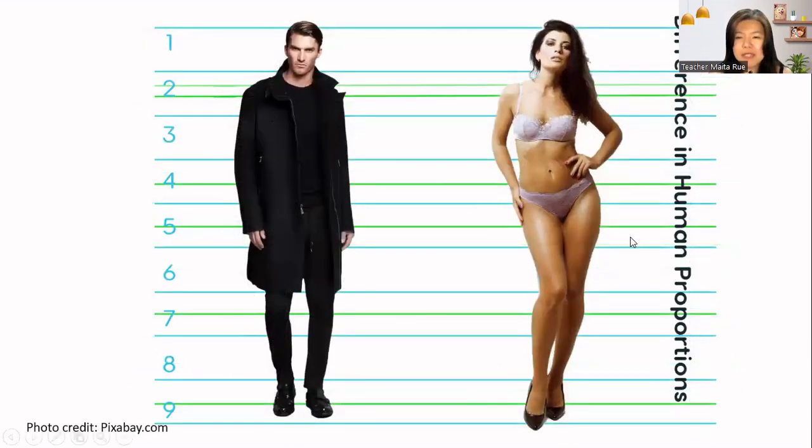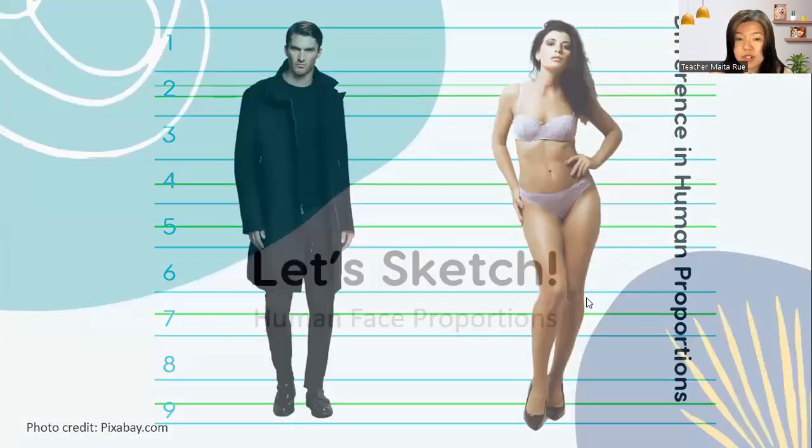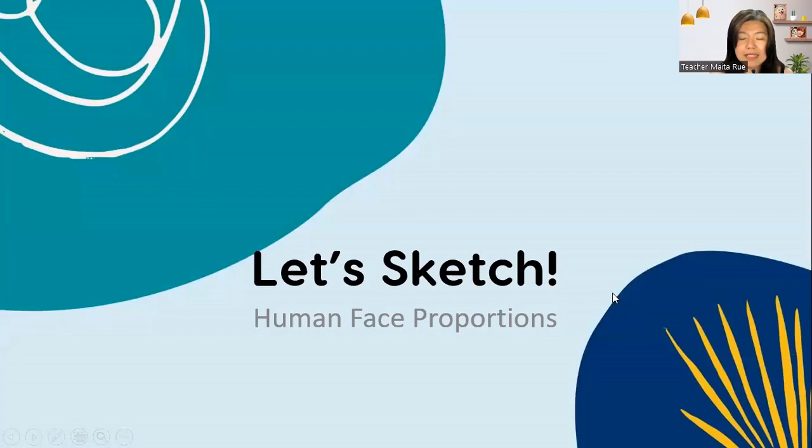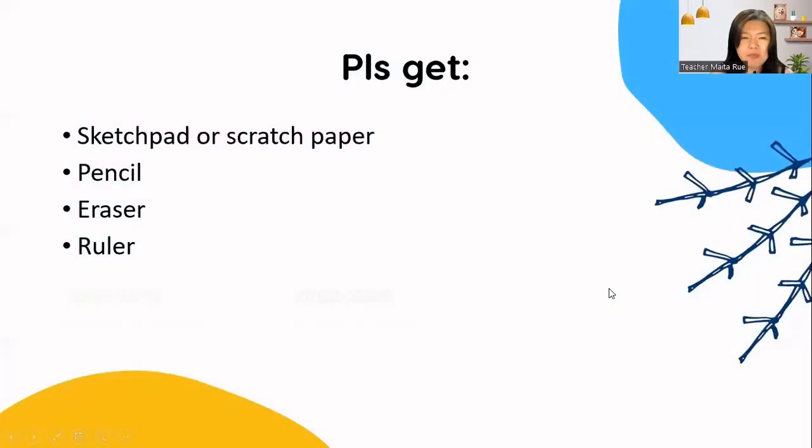Okay, so I have here also from Pixabay 2 models. This guy's tall. He actually fits in the 8.5 heads proportion. And this female, without her heels, actually falls under the 8 heads proportion. So let's sketch. Now, everyone get a sketch pad or scratch paper, pencil, eraser, and ruler. We are gonna sketch.